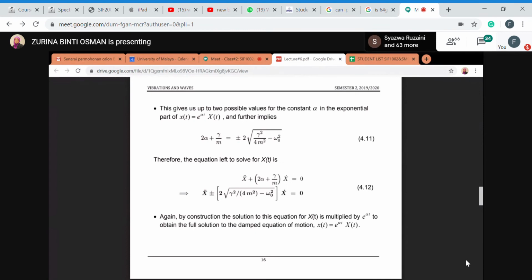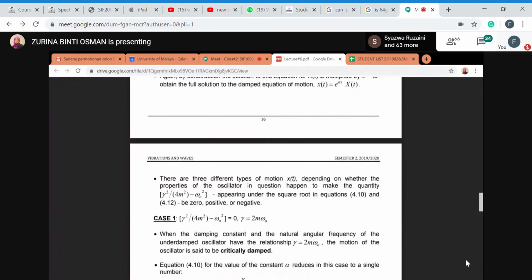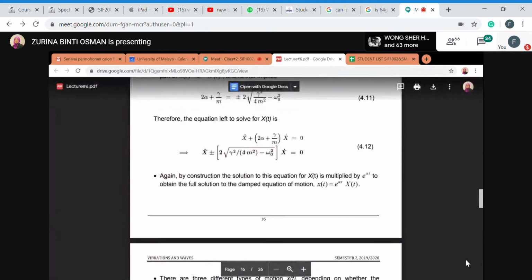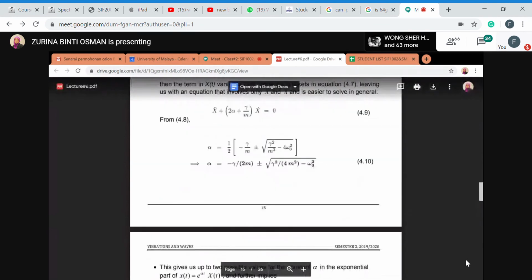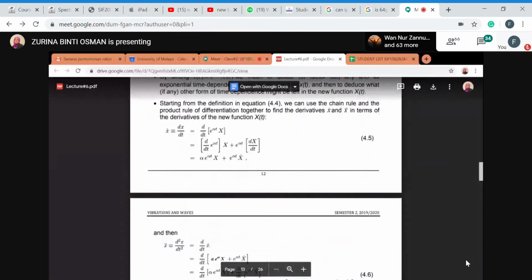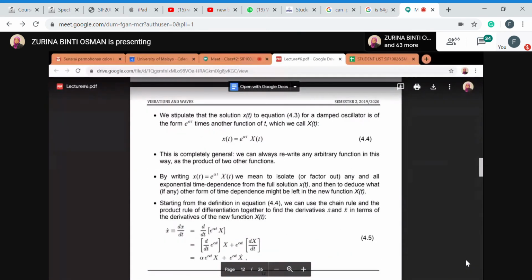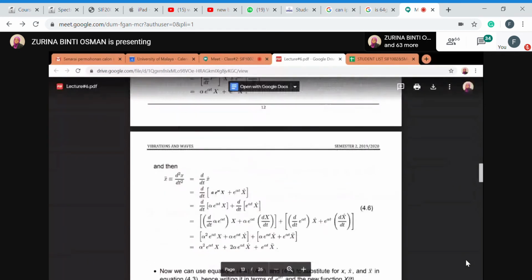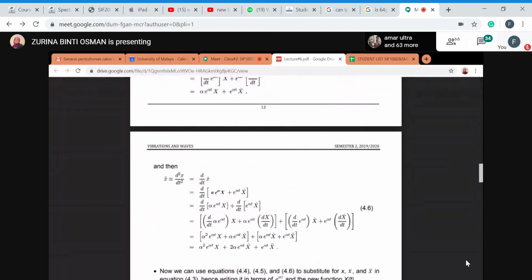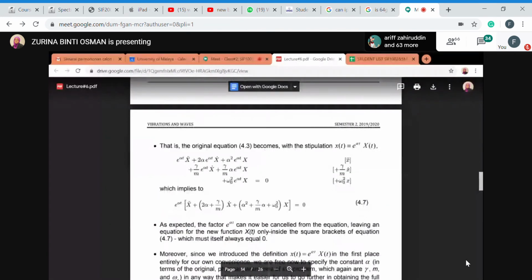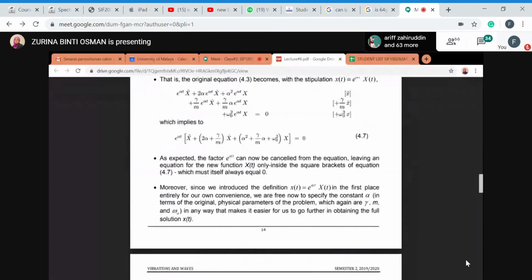Okay, so now we're going to have three cases of this. Please don't be worried about this. I will not ask you to show all of this, or to prove how to get this solution. This is to show you how we can get the solution for damped oscillation. As long as you understand how to get this, it is enough. I will not ask you how to derive this.